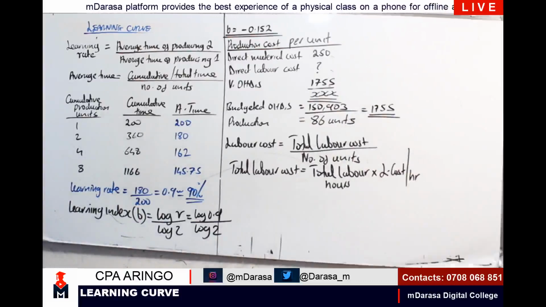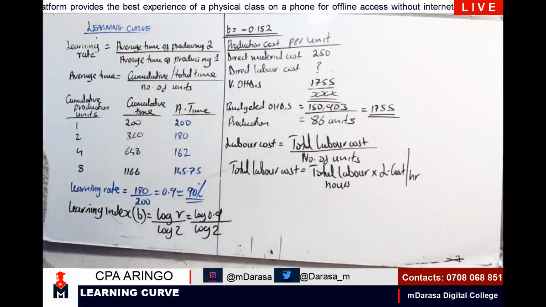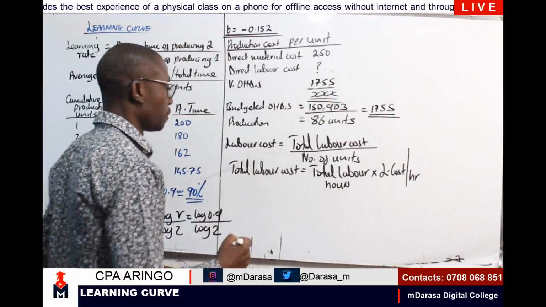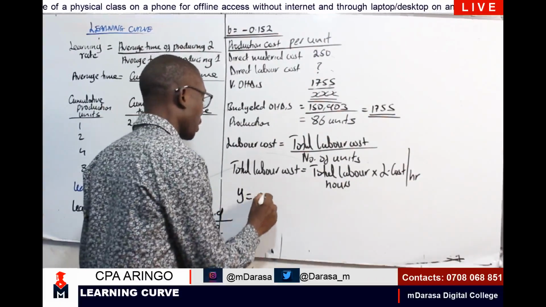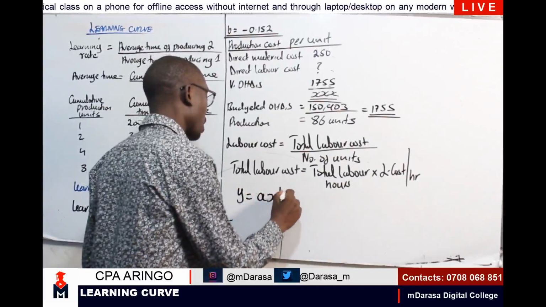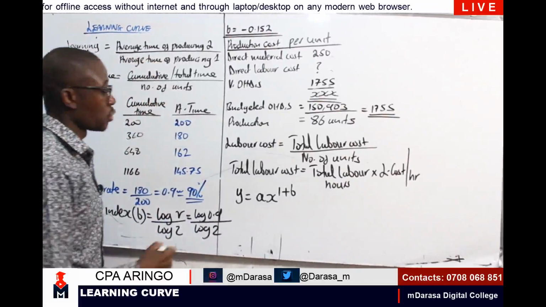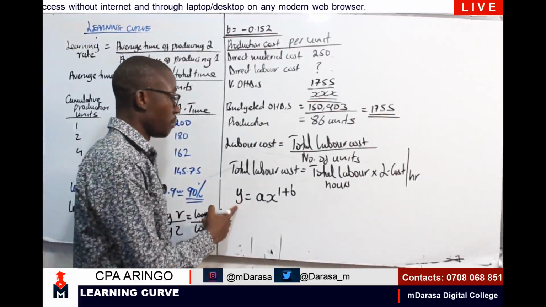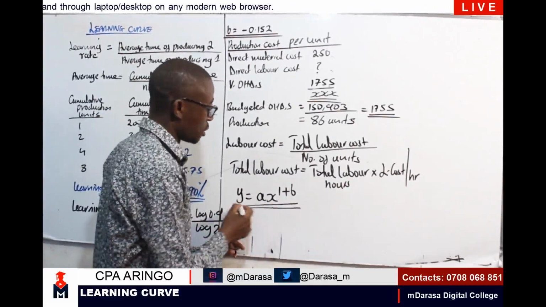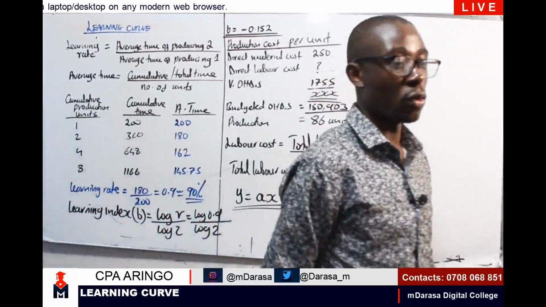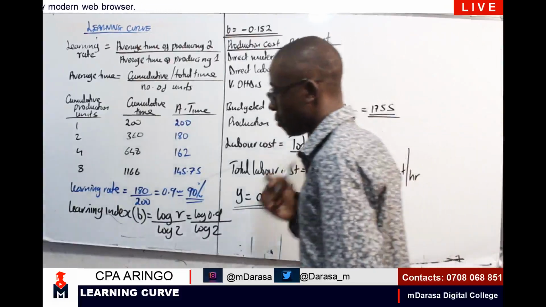So this is where the learning curve concept will come in. Recall, for us to determine our total labor hours, which is y, we should always be talking of ax raised to power 1 plus b. Ax raised to power 1 plus b should give us our total labor hours. So this is what I must now apply to determine our total labor hours. Kindly make sure that is ticked at the back of our mind.